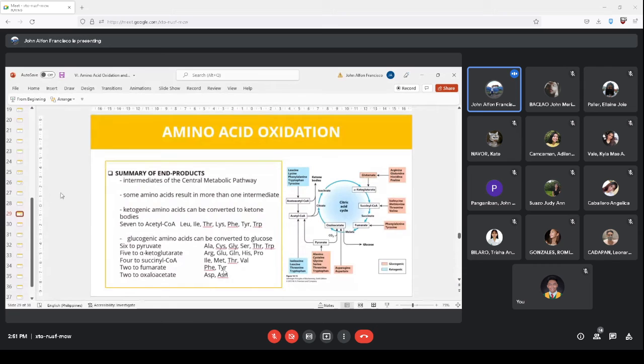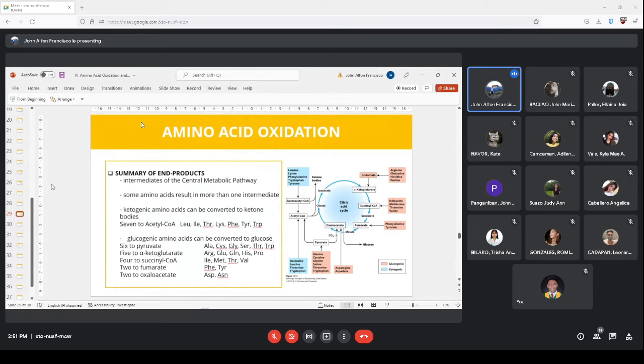Alright. So, we have discussed already what happens after removal of the amino group from your amino acid. Now you have your carbon skeleton. So what happens to your carbon skeleton? Depende doon sa form nila. Okay, so this is the summary of your end products.